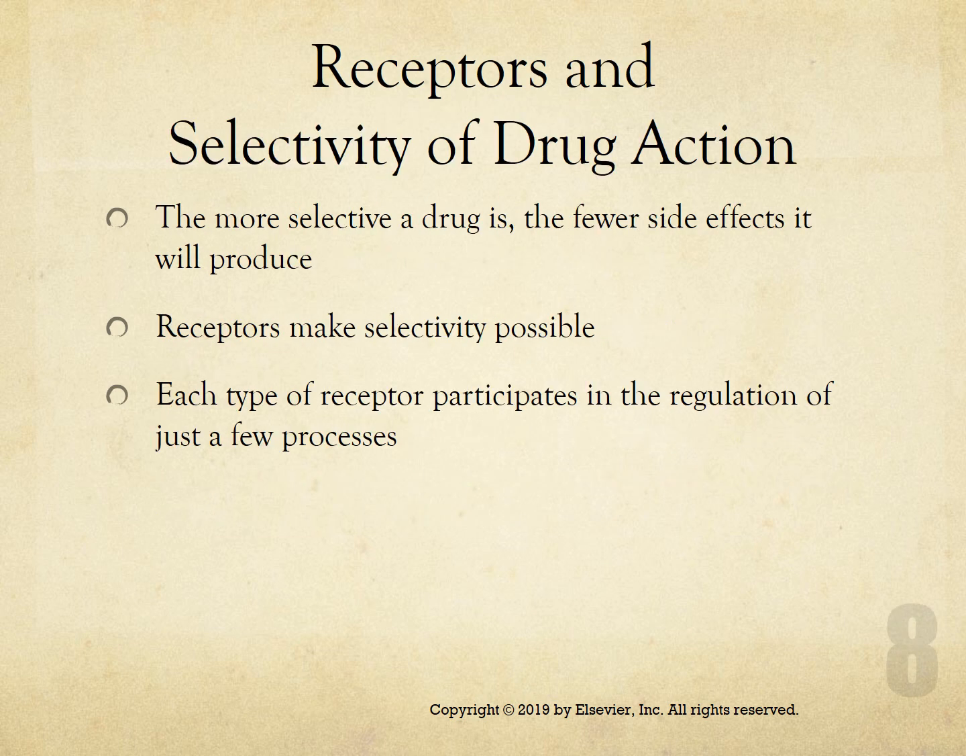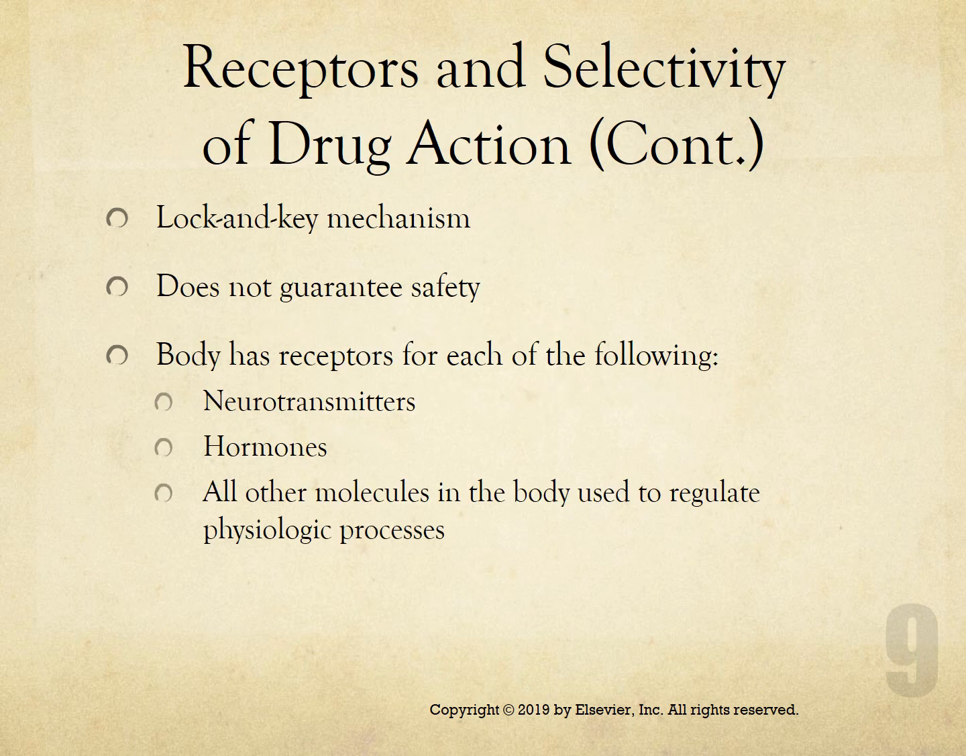Receptors and selectivity of drug action. The more selective a drug is, the fewer side effects it will produce. Receptors make selectivity possible, and each type of receptor participates in the regulation of just a few processes. There is a lock and key mechanism, which does not guarantee safety, and the body has receptors for each of the following: neurotransmitters, hormones, and all other molecules in the body used to regulate physiologic processes.